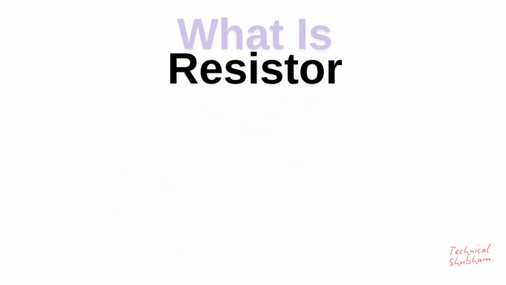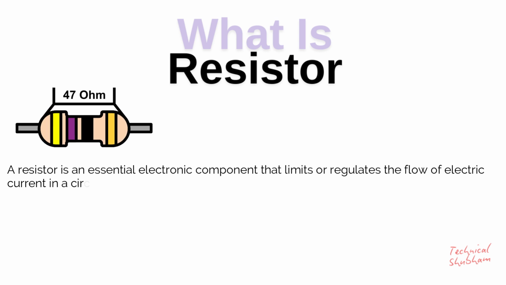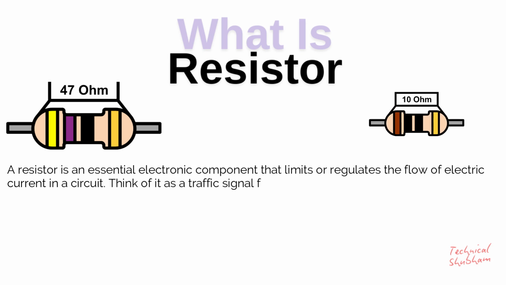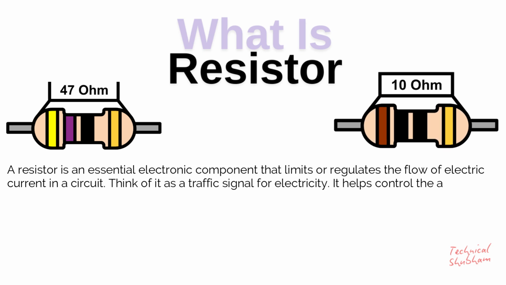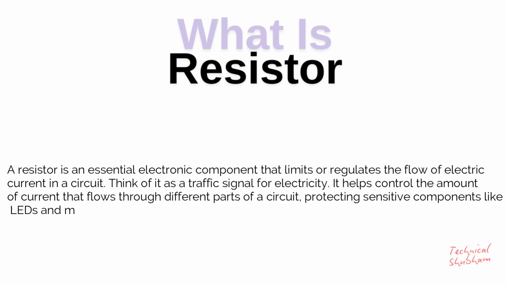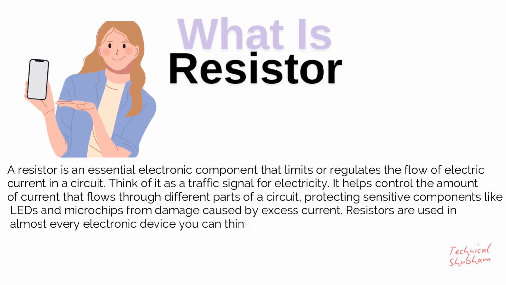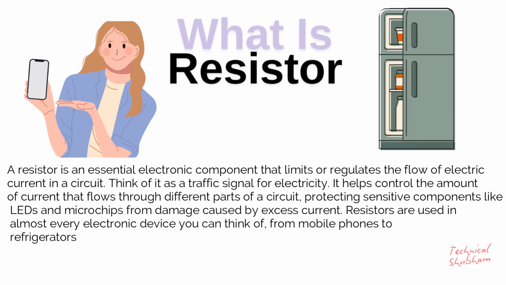What is a resistor? A resistor is an essential electronic component that limits or regulates the flow of electric current in a circuit. Think of it as a traffic signal for electricity. It helps control the amount of current that flows through different parts of a circuit, protecting sensitive components like LEDs and microchips from damage caused by excess current. Resistors are used in almost every electronic device you can think of, from mobile phones to refrigerators.